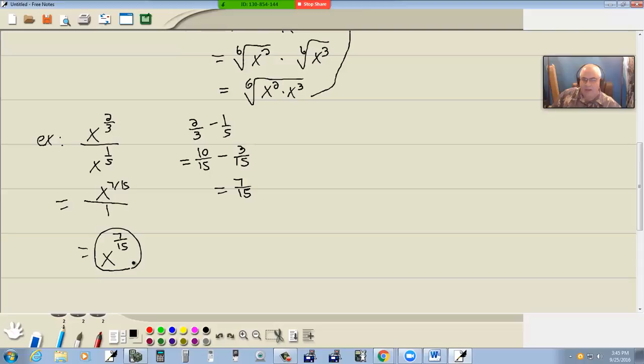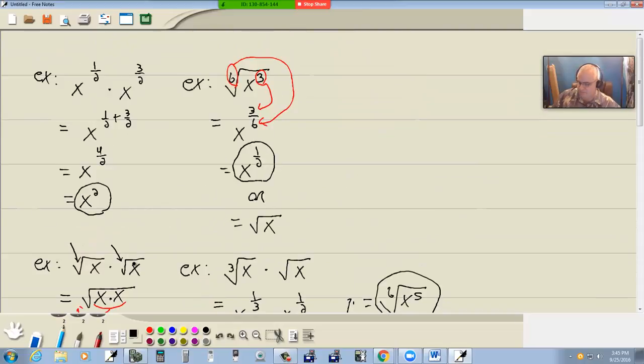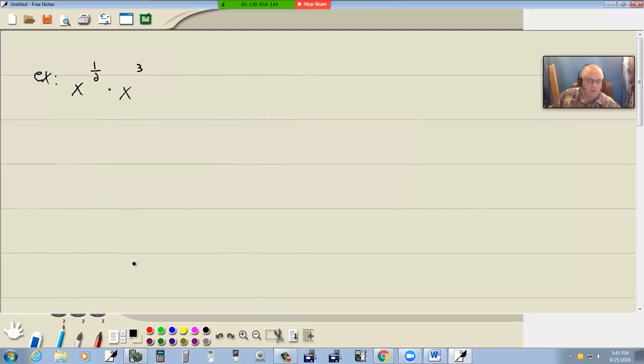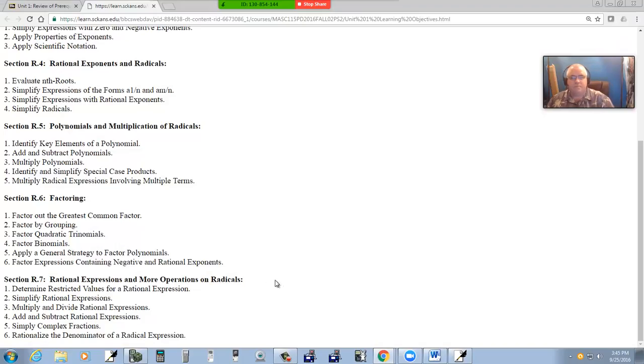Okay, let me clear that page off. And let's go on to polynomials and multiplication of radicals. And I'm not going to go over the definition of a polynomial. We'll dive right in with adding, subtracting, multiplying, and handle the special cases.